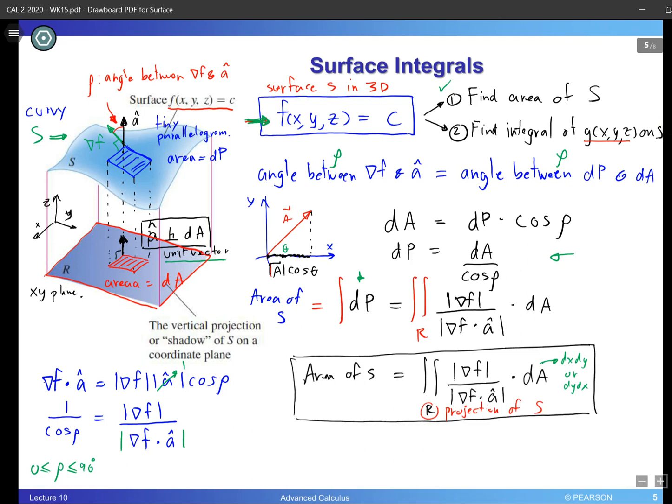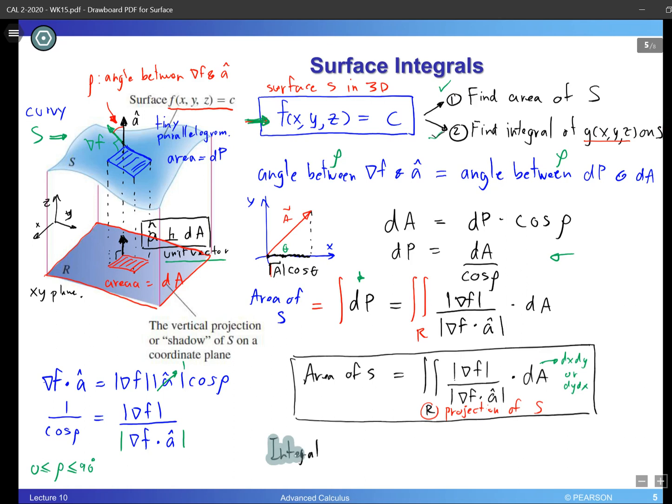Now, moving on to the second formula. This one is for the integral of any function g on S. So in this case, all we need to do is to add this g inside the formula that we just derived. And we got this integral. Okay, so we just need to add this g inside the formula. And we have this integral. This second formula, integral.